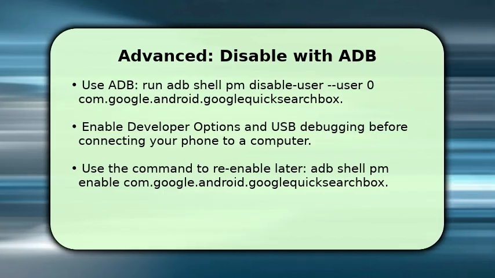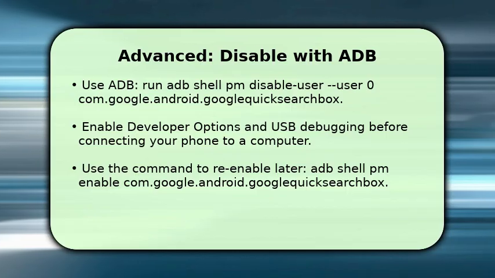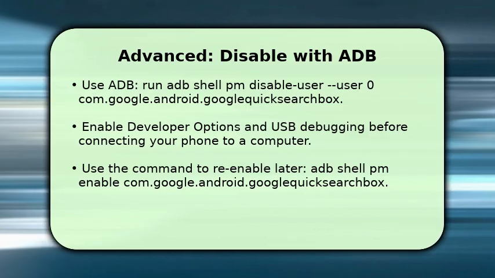Then run adb shell pm disable-user --user 0 com.google.android.googlequicksearchbox to disable the Google Assistant package. Test the Home button after disconnecting the cable. To restore Google Assistant.